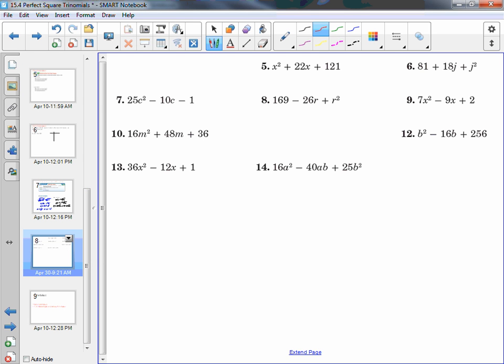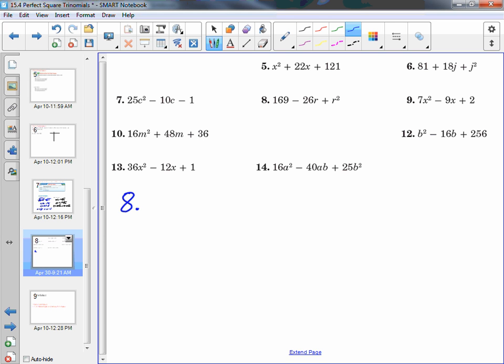A couple of examples let's do, and most of you have already done these, but let's go over just a few to make sure we're all on the same page here, okay? Let's look at number 8. This is from worksheet 1, okay? Number 8.